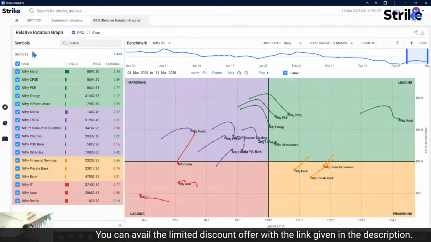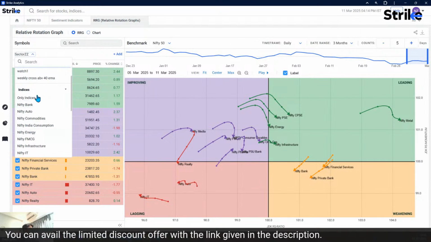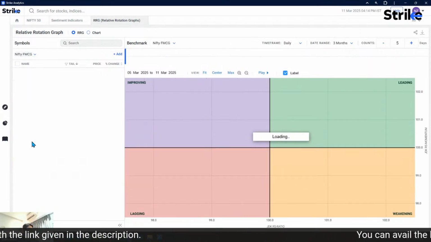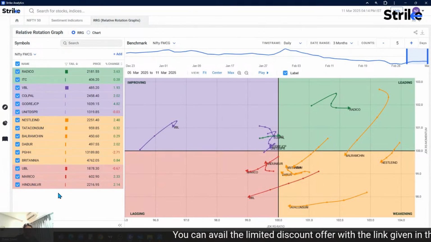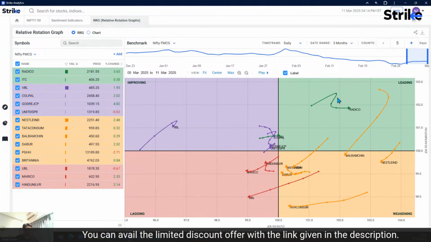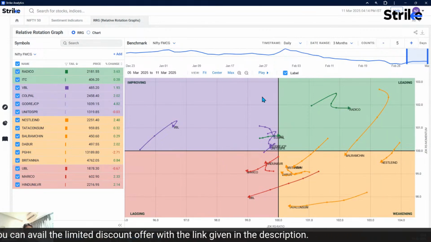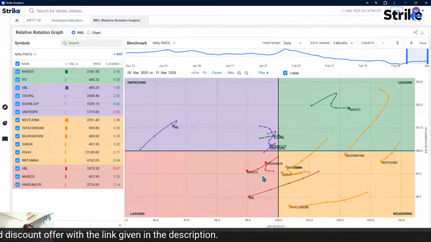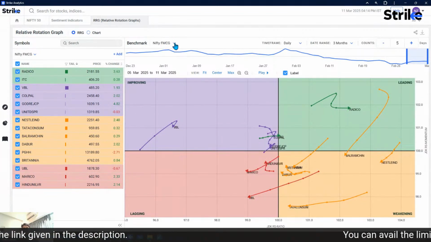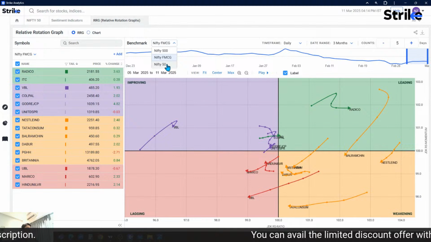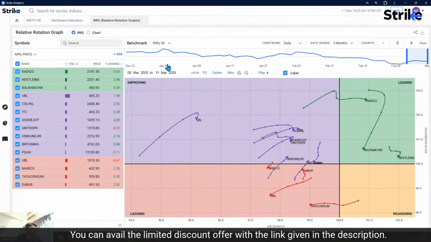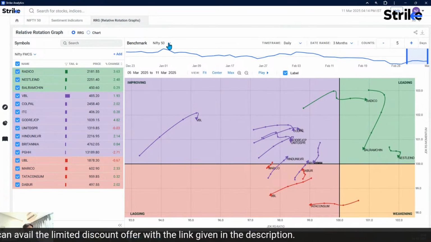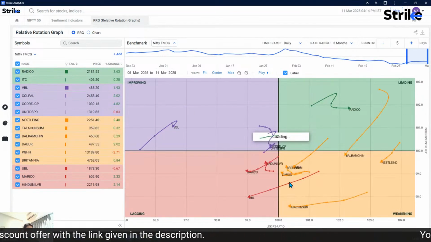Now, if you are using an individual sector, we have various options. Let's say you are using FMCG. You select Nifty FMCG. Then all the FMCG stocks will come here on the table, and the FMCG stock specific RRG charts will come over here, and their benchmark will be Nifty FMCG. If you wish, you can change this benchmark to Nifty 50 also. All right, so the idea is, don't change the stock specific to Nifty 50. Keep it Nifty FMCG only.